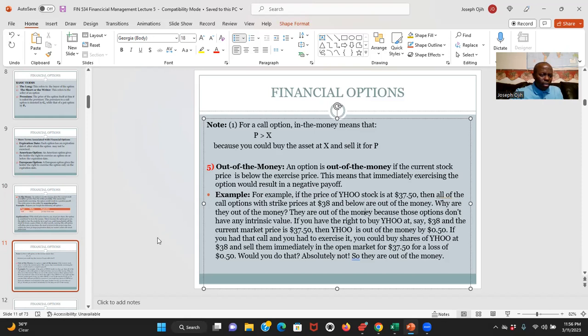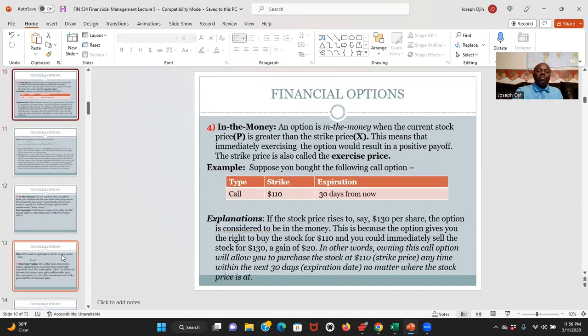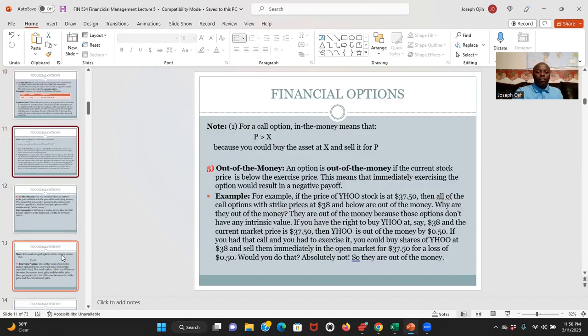And another concept we need to understand is at the money options. In this case, an option's strike price is equal to the price of the security. So that means that if you exercise the option, you didn't make money, you didn't lose money. So it's zero. Got it. So we say that the option is at the money. Of course, as an investor, you prefer an option that is in the money.